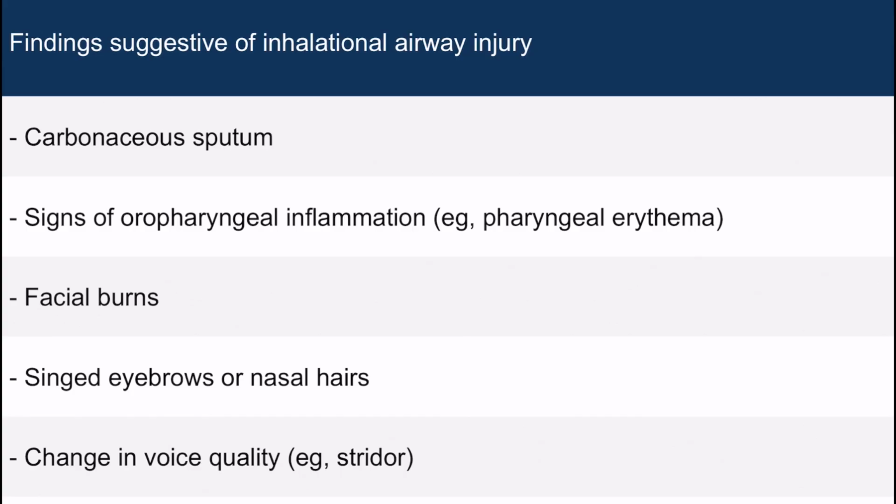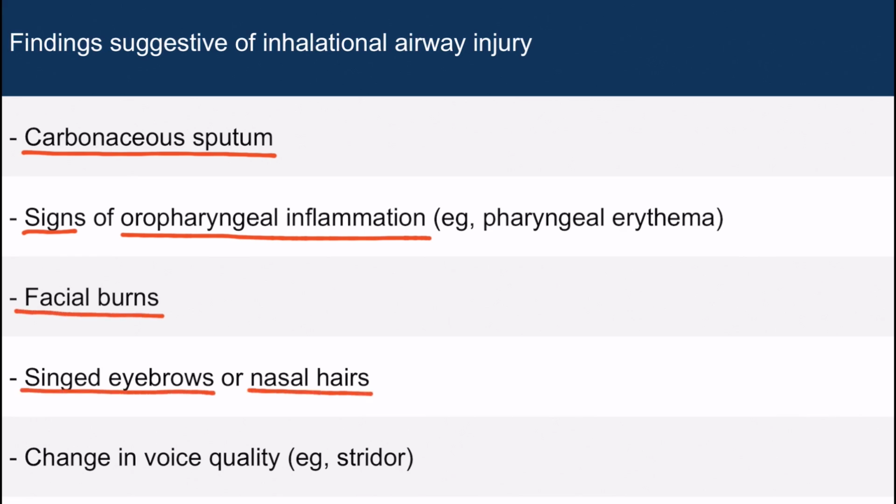Here are the 5 most important findings that are suggestive of inhalational airway injury in trauma patients with burns. These include carbonaceous sputum, signs of oropharyngeal inflammation, such as pharyngeal erythema, facial burns, singed eyebrows or nasal hairs, and an acute change in voice quality, such as new onset stridor. The presence of any of these findings is strongly suggestive of inhalational airway injury.